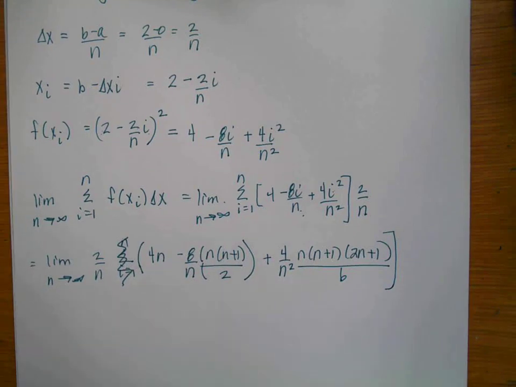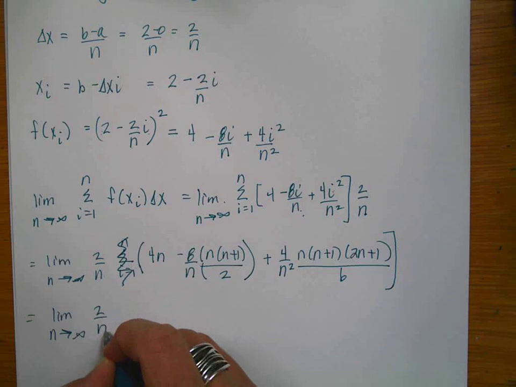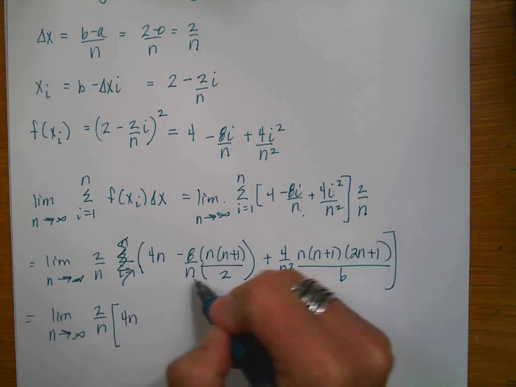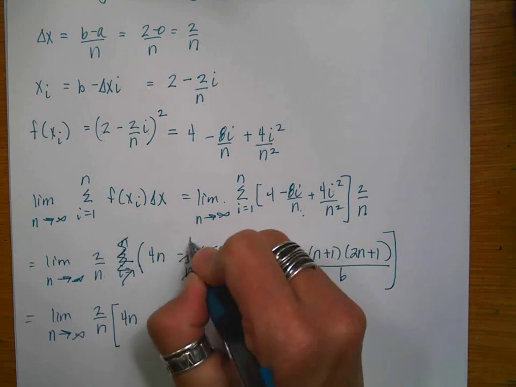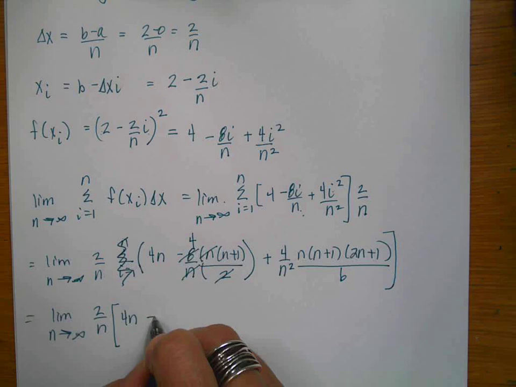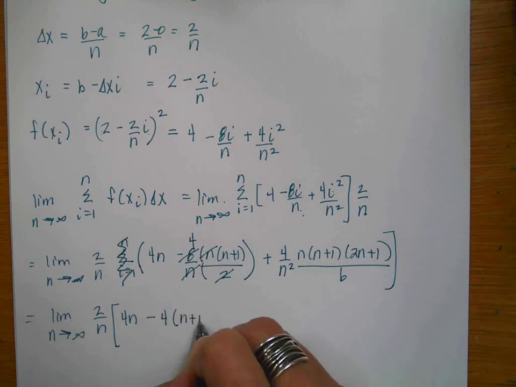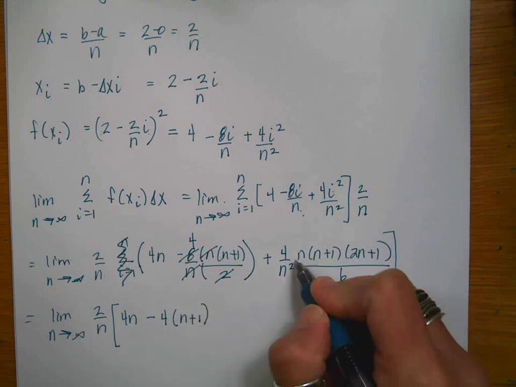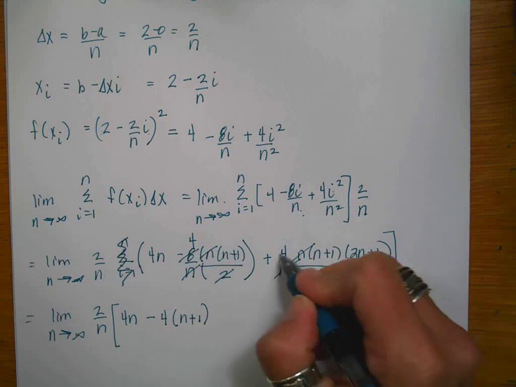Alrighty, so before I go on, I'm going to try to clean things up a little bit, and I'm not going to distribute this yet. So I have the limit as n goes to infinity. I'm just going to leave the 2 in there. Okay, I have 4 in here. These n's cancel. 2 goes into 8 4 times. So I have minus 4 times (n plus 1). Okay. All right, that's the first part.